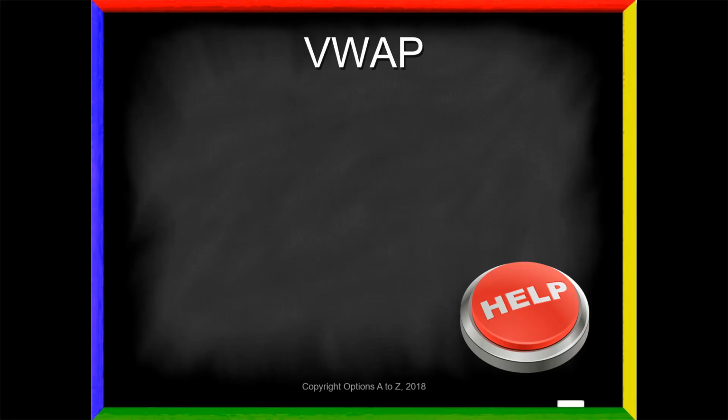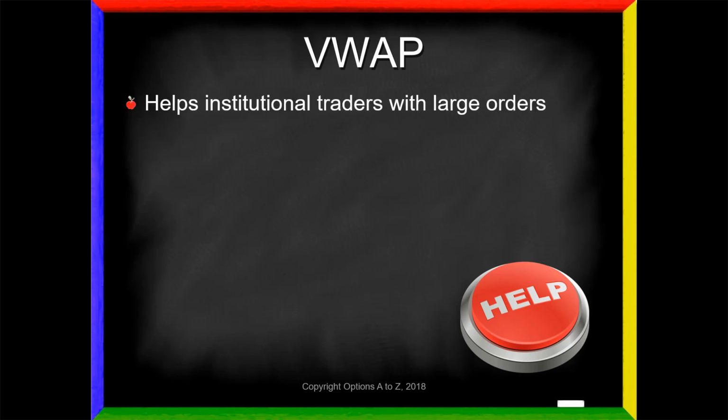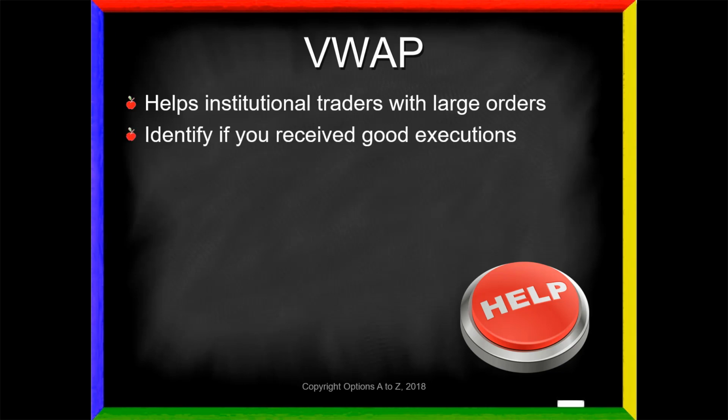Well, why do we use VWAP? First of all, it's mostly an institutional tool, and it helps institutional traders with large orders. And they can identify if they've received good executions, if they're below the average price. They can also help to determine liquidity, to see if this might be a good price where we can put in a large order without moving prices too much.